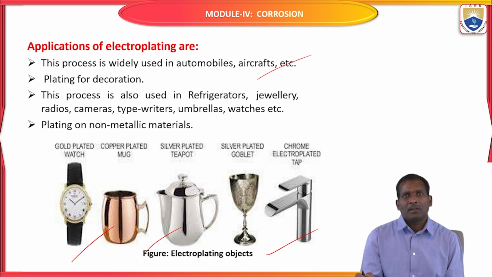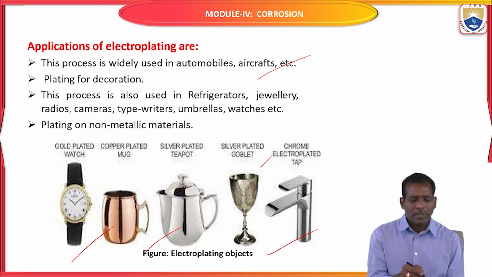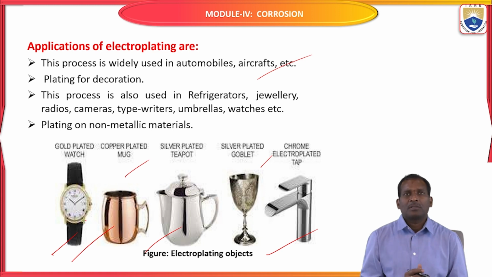Plating on non-metallic materials. A silver plated goblet, a chrome electroplated tap, a copper plated mug, a gold plated watch: all these objects are coated through the electroplating process.